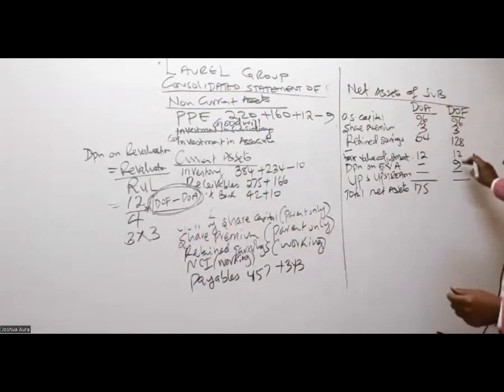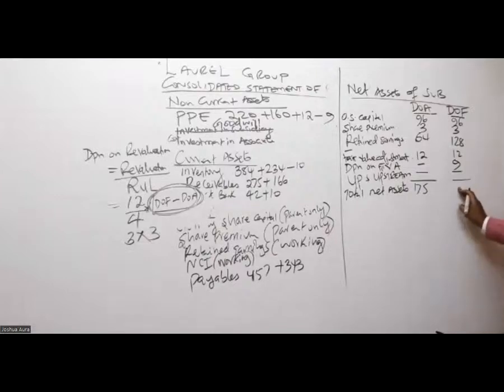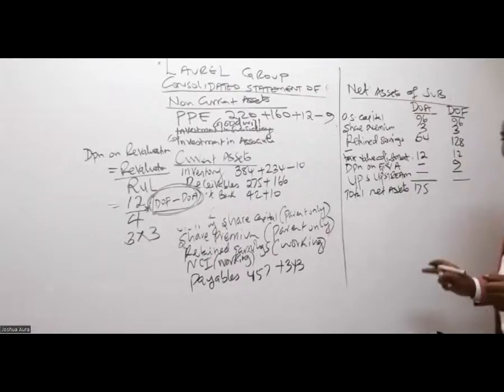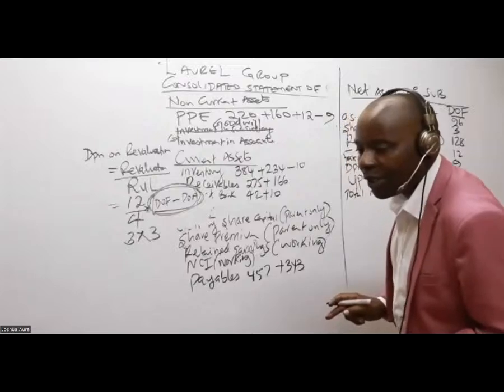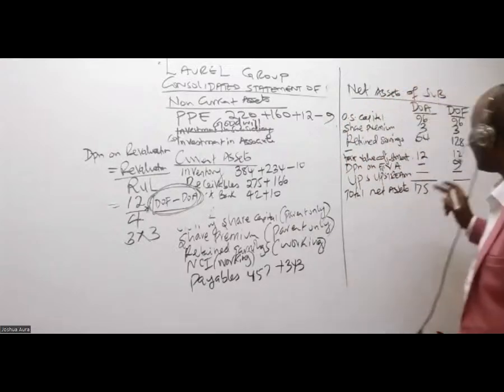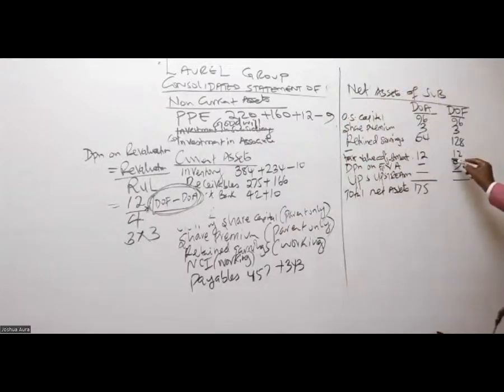How about this one here? Is there somebody who can get the DOF? DOF, I'm being told, is 230. Again, remember that this depreciation you subtract.